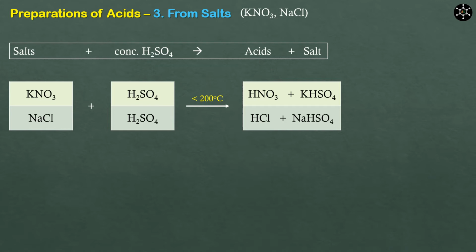For example, if we write the positive and negative entities of potassium nitrate, that is K plus, NO3 minus. For sulfuric acid, it is H plus and HSO4 minus. If we put the positive of the first entity and the negative of the second entity, we get KHSO4 salt. The negative of the first entity and positive of the second entity gives us nitric acid. Similarly, we can do for the second reaction.